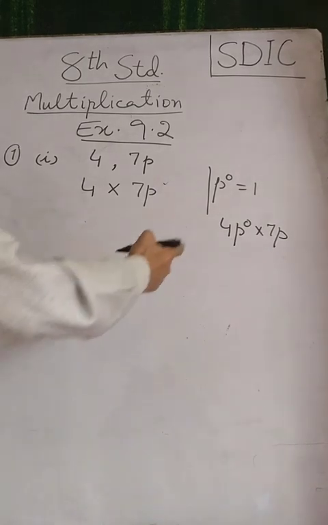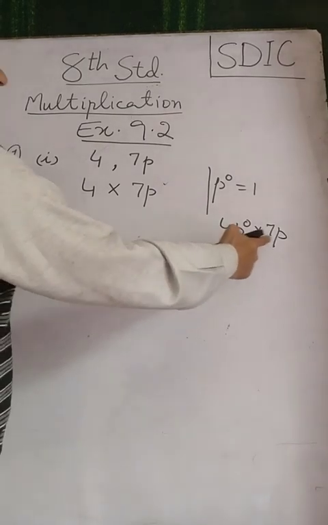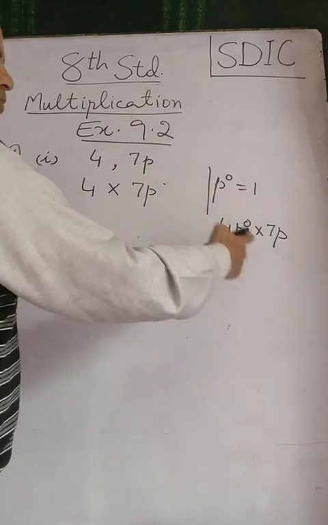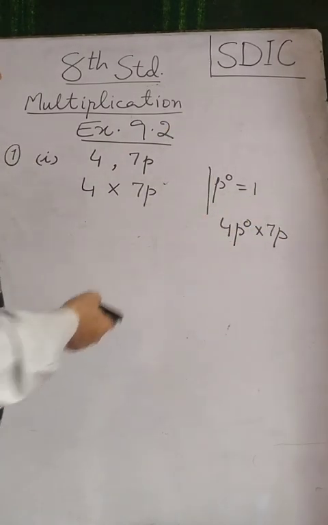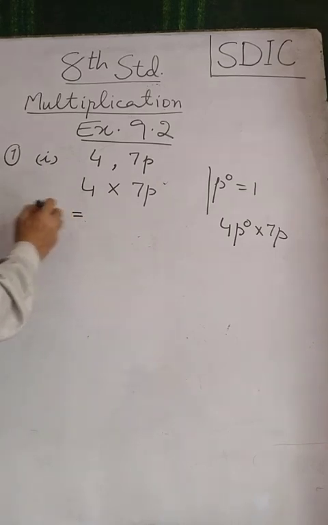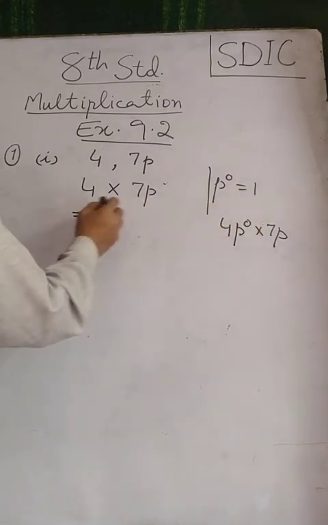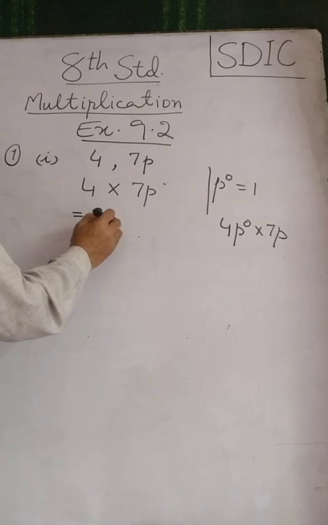So what will you get? You will multiply variable part by variable part, coefficient part by coefficient part. 4 by 7, p raised to power 0 by p. Now when we multiply coefficients, 4 by 7 will get 28. 4 7s are 28.